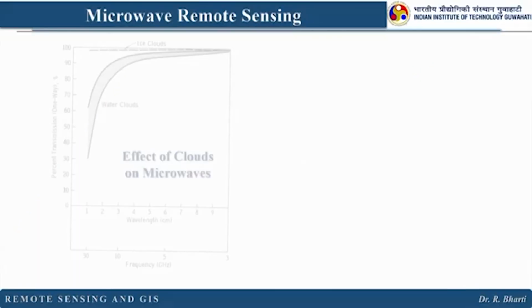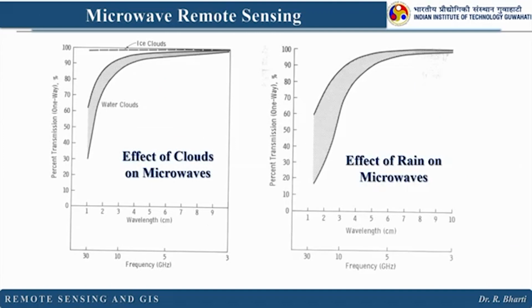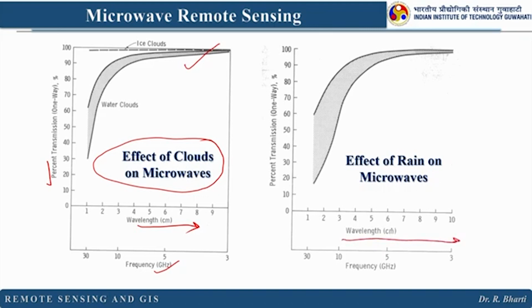Let us see why microwave energy is used in many applications. First of all, the effect of clouds on microwave is very minimum. Here you can see this curve, this is the percent transmission and this is the frequency, or you can see the wavelength. As we are increasing the wavelength, the transmission is maximum. At the same time, for the effect of rain on microwave, as we are increasing the wavelength, the effect of rain is very, very less. This is again percent transmission.